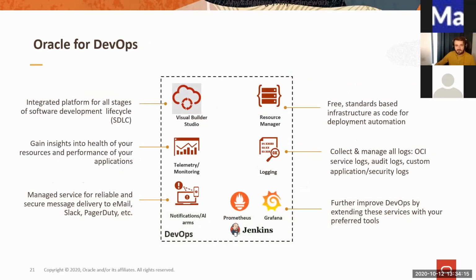Okay, Oracle for DevOps. We have Visual Builder Studio. Visual Builder Studio is an integrated platform for all stages. So if you have a development team and you want a platform to handle the source code for your applications, if you want to have build machines in the cloud to build your code somewhere in the cloud, if you want this kind of Scrum approach or these kind of boards, which is related to agile development, you can use Visual Builder.